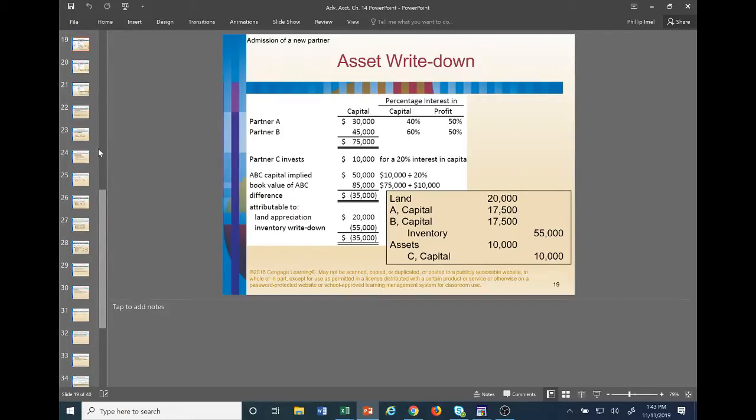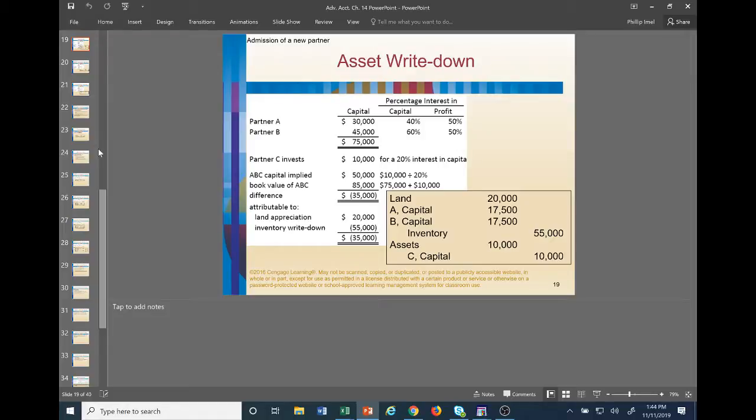Asset write-downs. Given the same basic facts as in the previous illustrations, assume that C invests $10,000 to acquire a 20% interest in the partnership of A and B. C's investment implies a fair value of the new entity equal to $50,000. We know this because $10,000 divided by 20% is $50,000.